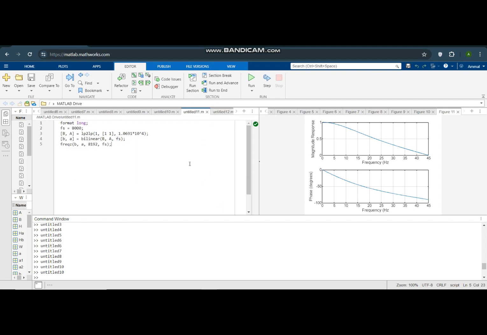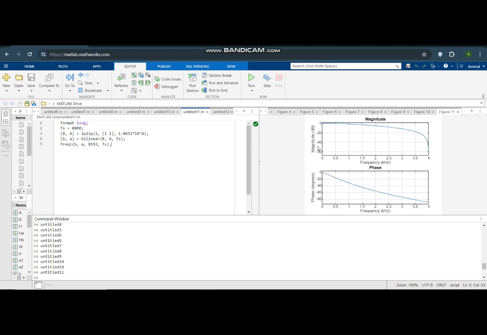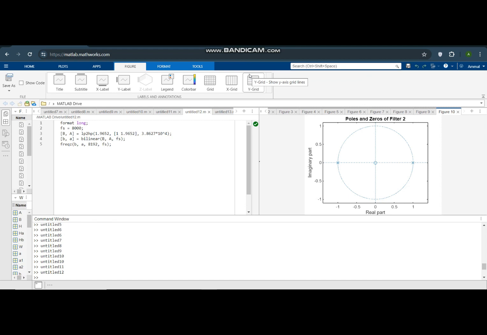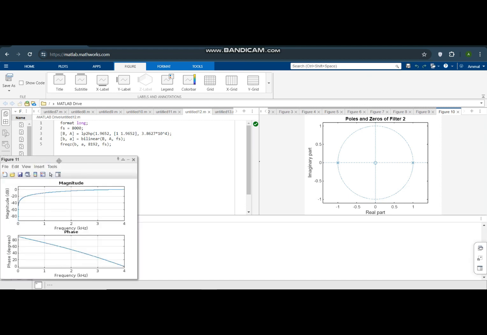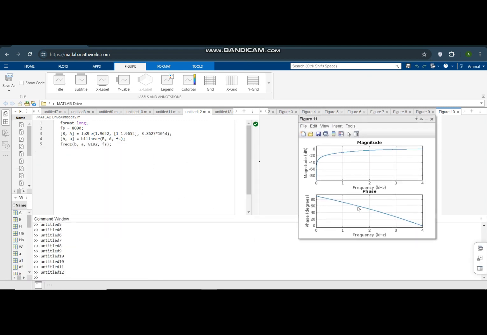Now task 11 is about plotting the low pass to low pass transformation filter, whereas the bilinear transformation function is used and the results are generated. The output plot represents the magnitude and phase response for the corresponding filter output. Similarly, for this low pass to high pass transformation, the magnitude and phase responses for the specified filter coefficients are provided.